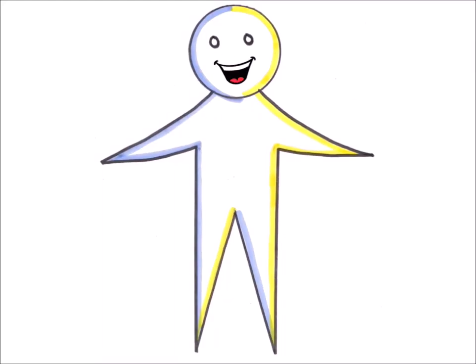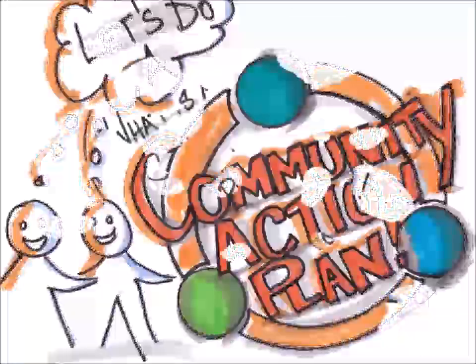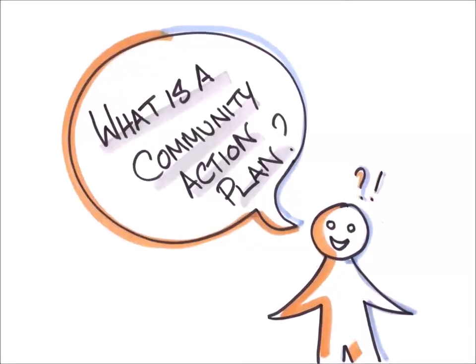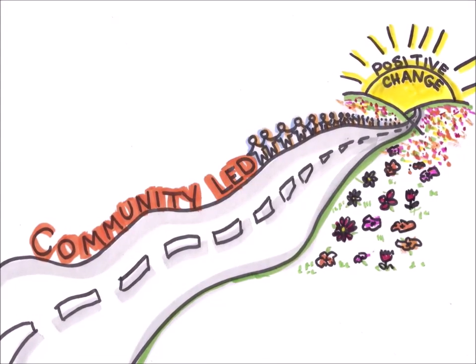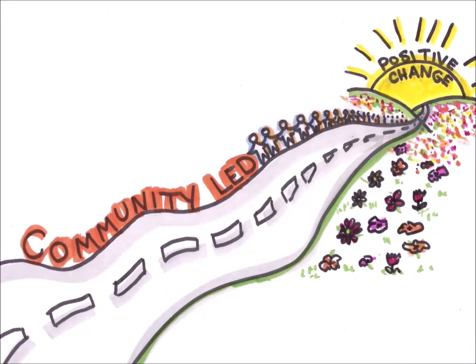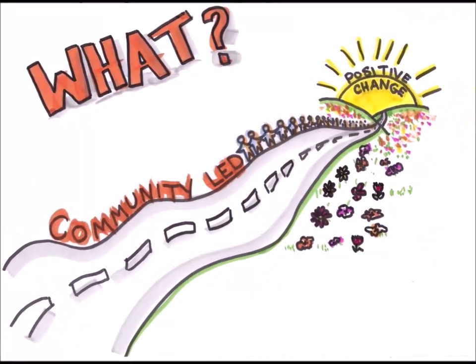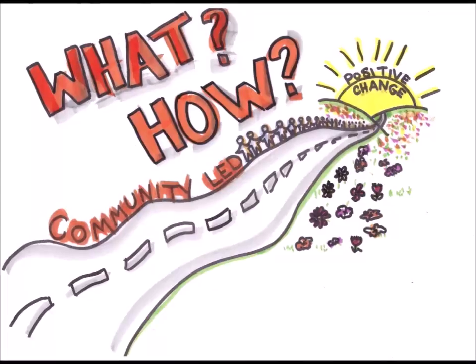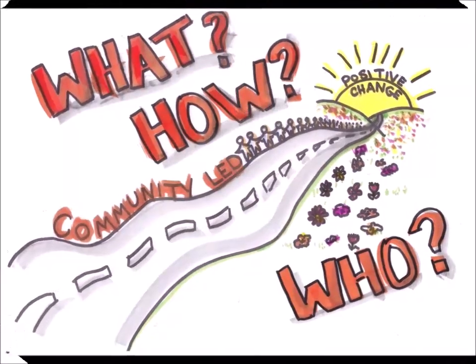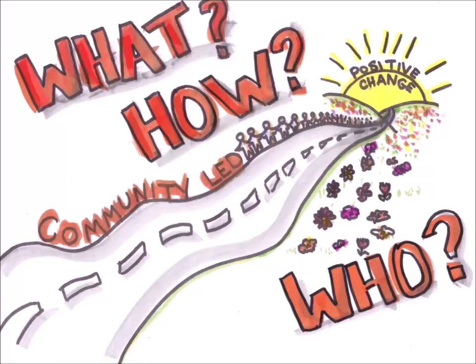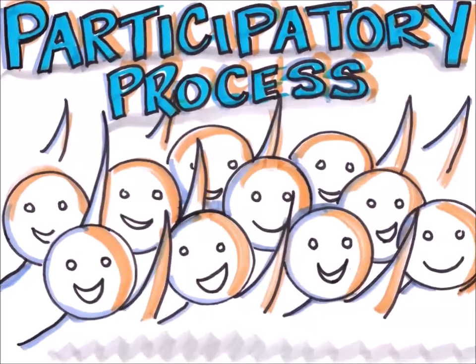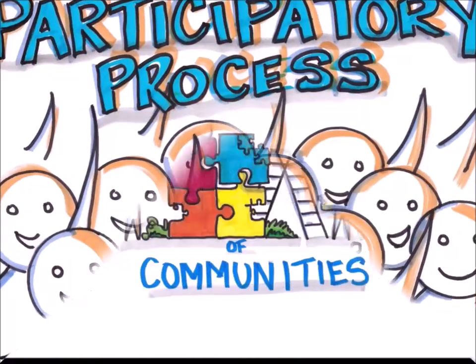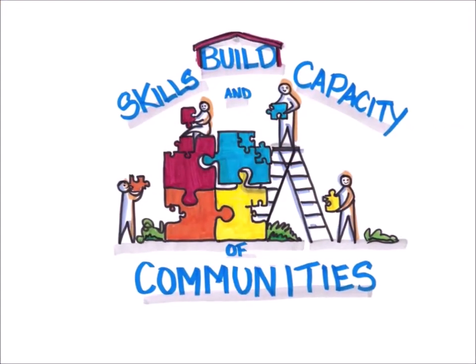Hey, let's do a community action plan. A community action plan, or CAP for short, is a community-led roadmap for positive change. It helps communities identify what needs to be done, how they can make it happen, and who they'll need to do it. It is also a participatory process which can help to build skills and capacity within communities.